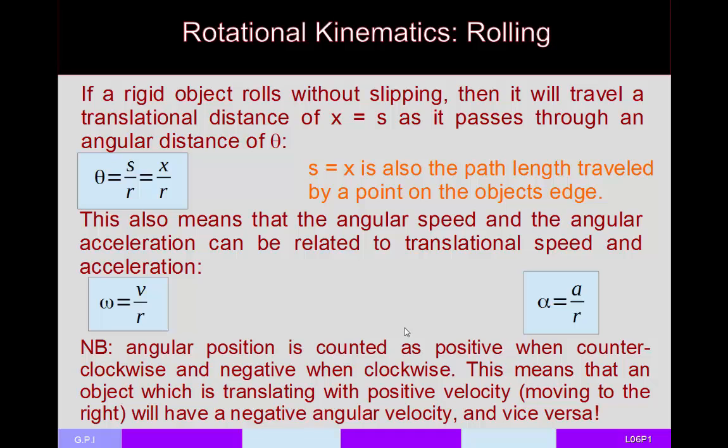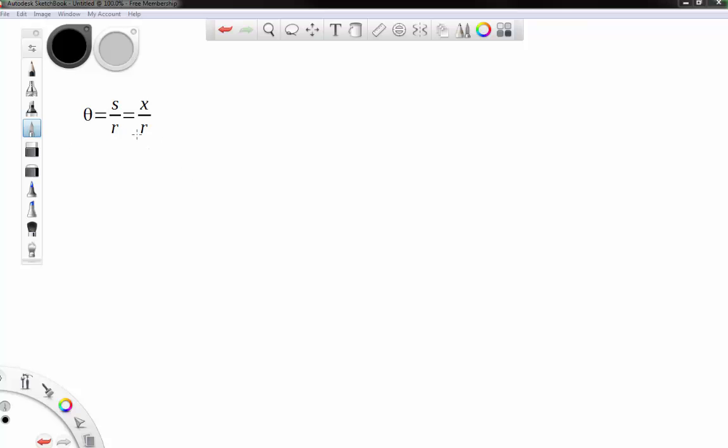Okay, so if you have a rigid object which is rolling without slipping, then you get a translational distance x equals s, which was defined as in the previous slide, but that also means that you can convert from angular speed into translational speed, and you can convert from angular acceleration into translational acceleration. And the reason why that works is if you wanted to find the average angular speed, for example, you take a delta theta over a delta t. All right, so if we're going to take delta theta over delta t, that's like dividing both of these over delta t.